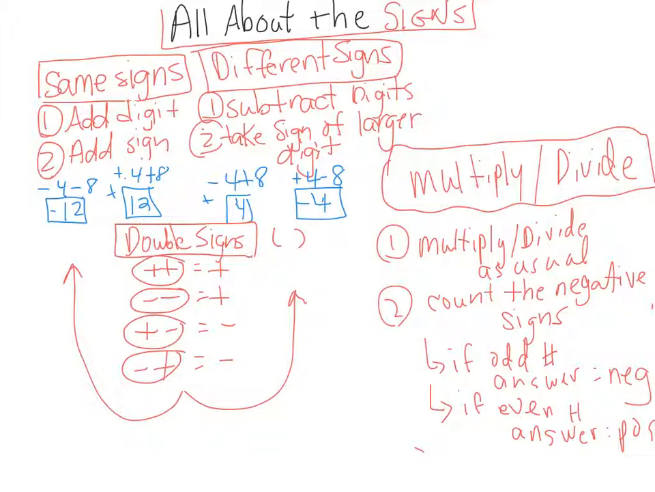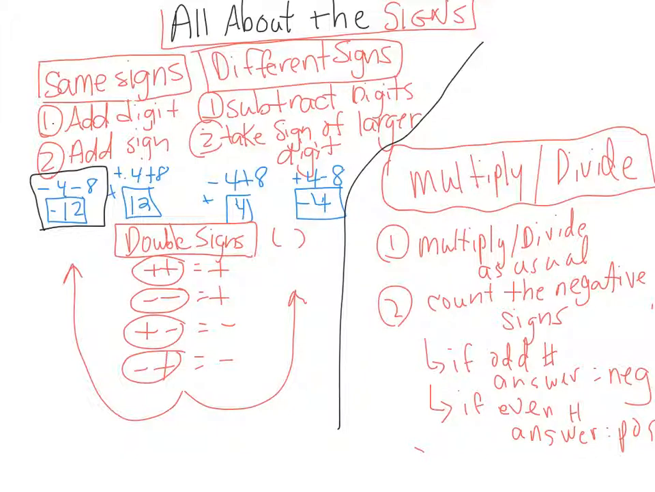All right, for adding and subtracting, we're going to be using these 3 rules: same signs, different signs, or double signs. And double signs are used often. So same signs, that would be both positive or both negative. So you would add the digits. So number 1 is add the digit, and then you add the sign. So we'd have -4 minus 8, which is the same thing, -4, -8. So you add the digits and add the sign. So -4 minus 8 is -12.